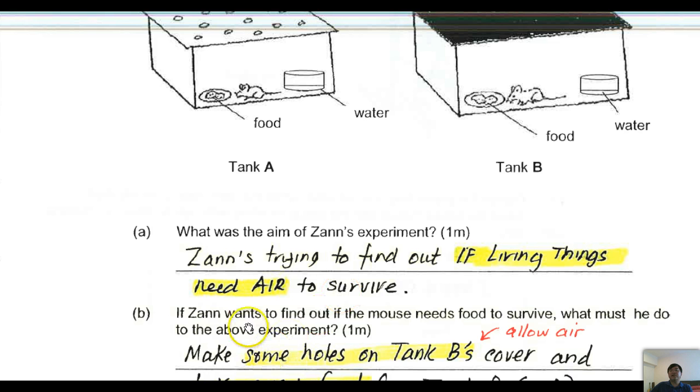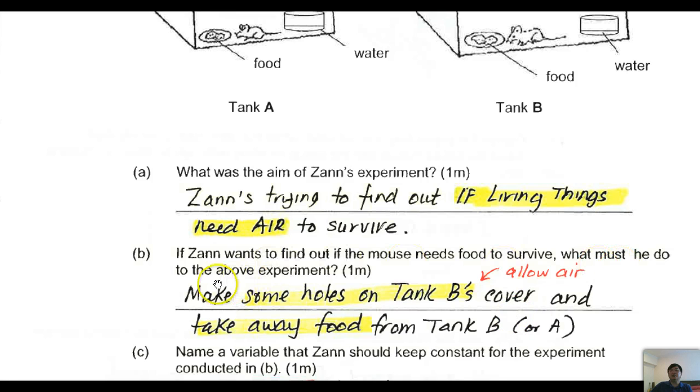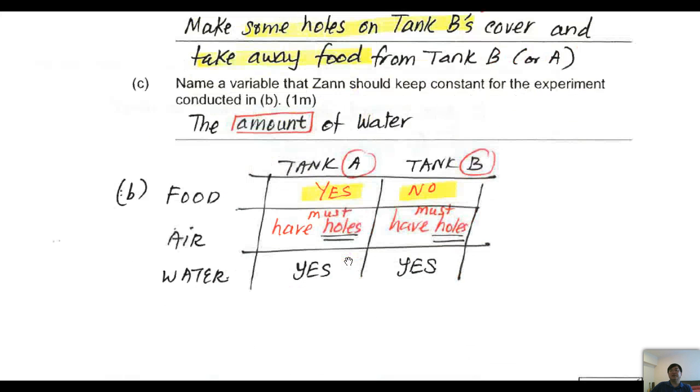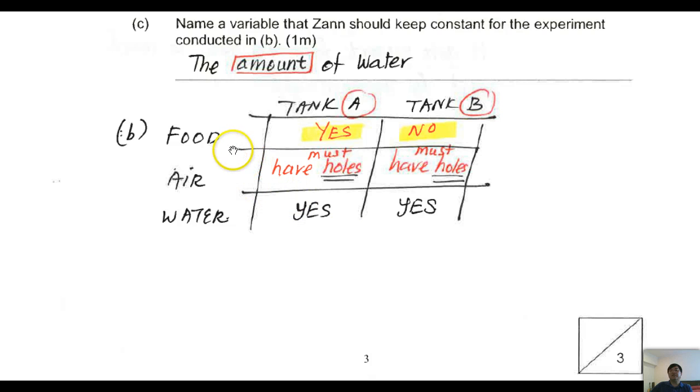And if Zen wants to find out if the mouse needs to feed to survive, what must he do to the above experiment? Now this time we are talking about food. So let's take a look here. If you talk about food, one tank must have food and the other tank need not have any food, just to test whether food is needed for survival, okay, for living things. So the other two, the air and water, must be the same, right? You must ensure that there are holes for air in both, and supply them with water. Okay, this is what you need to understand.